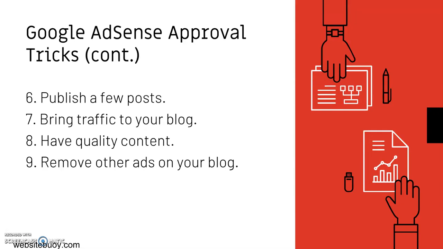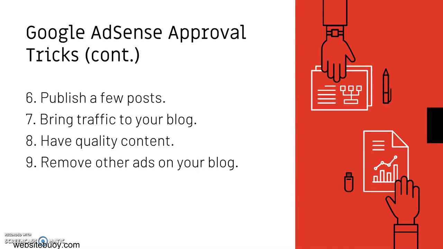And then you want to bring traffic to your blog. But don't use paid traffic. What Google loves is blogs with organic traffic from searches and social media. And you want to make sure that you have quality content. Your blog must have original and high quality content if you want to speed up your process of approval.